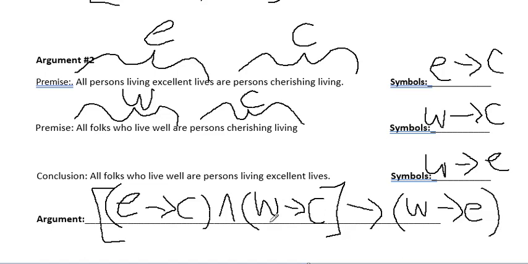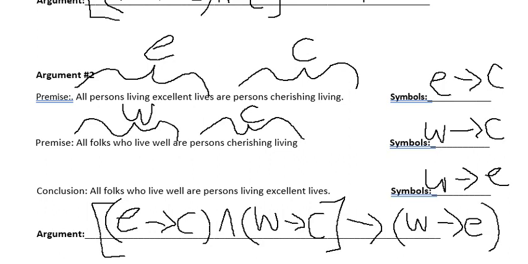So this would be our antecedent. This is our consequent. So what we're suggesting here is that if both E and W imply C, does W then imply E? That's the question. That's how you translate arguments into symbols.